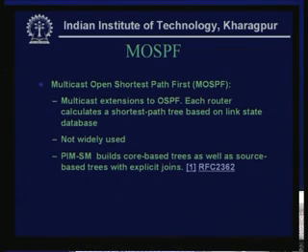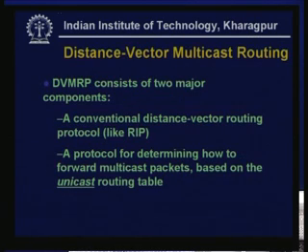And there is a multicasting version of OSPF also, which is known as MOSPF, Multicast Open Shortest Path First. It is a multicast extension to OSPF, where each router calculates a shortest path tree based on the link state database. This is not very widely used, and there is PIM-SM, sparse mode, and PIM-DM also, which builds core based trees. They are there, but they are not very widely used, so we will not discuss this.